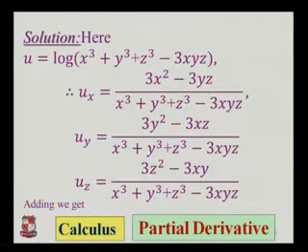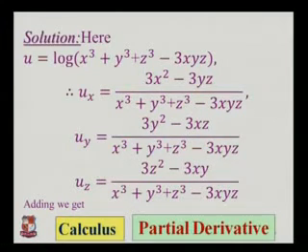Same thing we can do for the derivative with respect to z. So uz is 1 upon x cube plus y cube plus z cube minus 3xyz. Now here we are taking the derivative with respect to z, therefore x and y behave as constants.